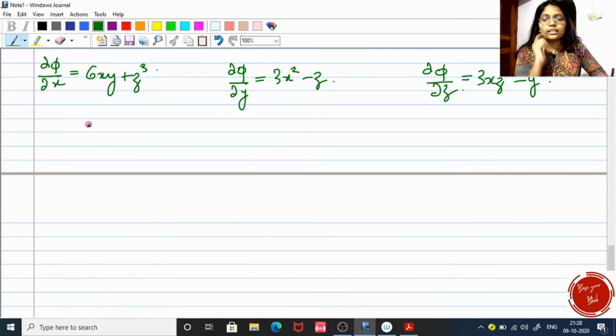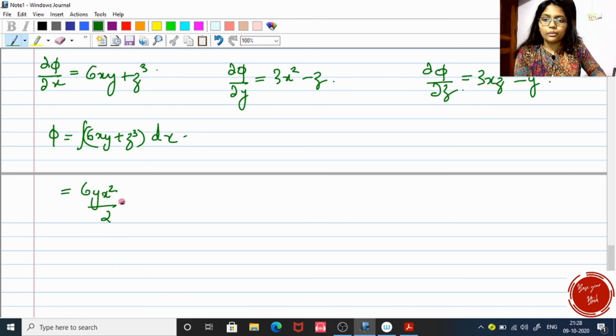So for that, let us take the integration with respect to x. So here it is phi equal to integration of 6xy plus z cube dx. That is 6y into x square by 2 plus z cube is a constant there, so z cube into x.